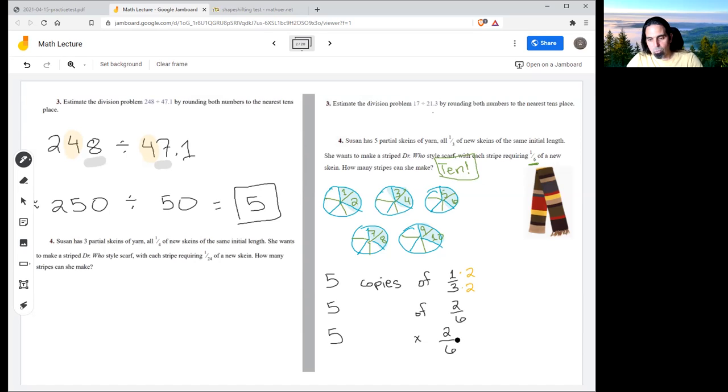How do I multiply a whole number and a fraction? I take my whole number and make it a fraction over 1. Multiply across. 5 times 2 is 10. 1 times 6 is 6. So I have 10/6. And that 10 is our answer, because what we're wondering is how many 6 she has. Or not really me, Susan has.